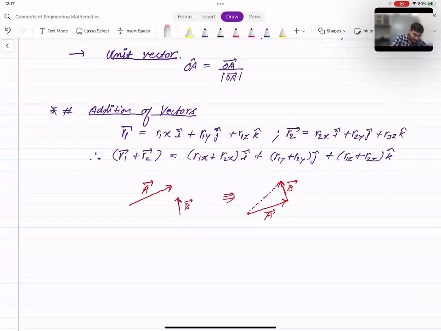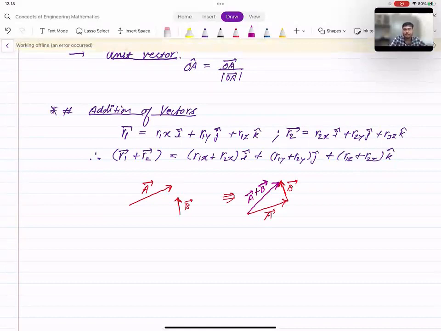Let me use some other color, so this will be better to understand. Say we now join this tail of vector A with the head of vector B, then this new vector formed will represent the summation of vector A and B. So this will be vector A plus vector B. This is how it is done geometrically, and many times this method is known as the triangle law of vector addition.